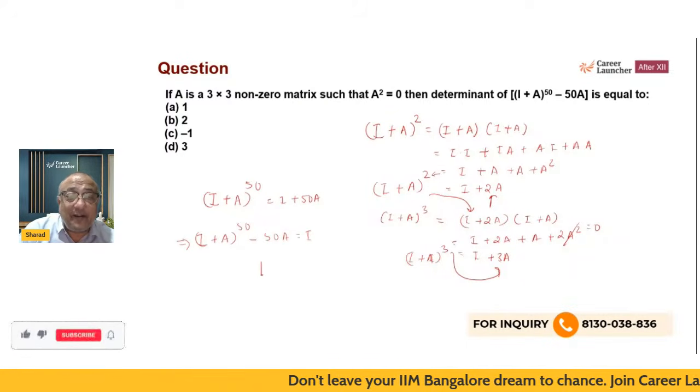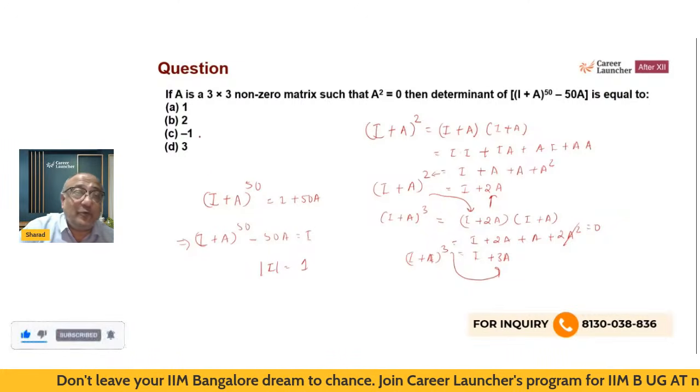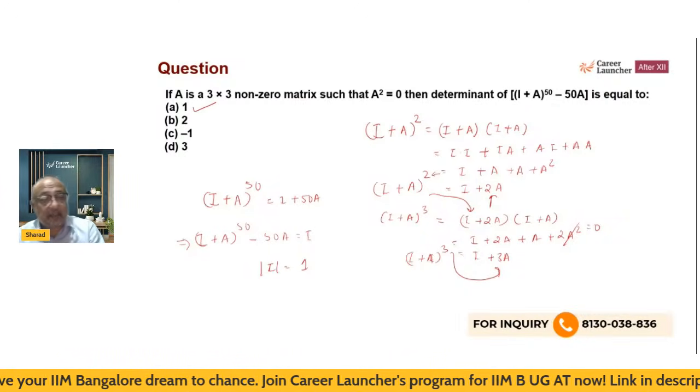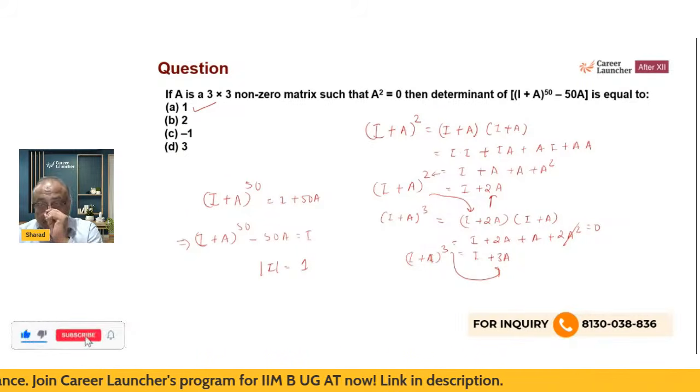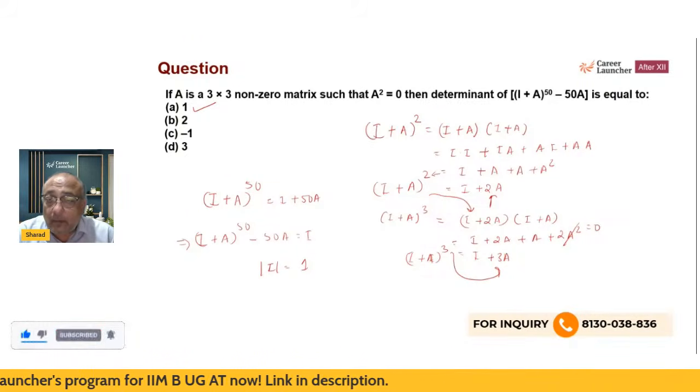And the determinant of I, tell me. Determinant of I is equal to 1. So this is my answer. Have you understood? Is it clear?